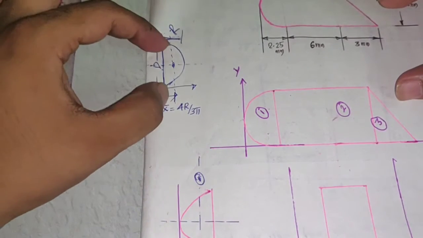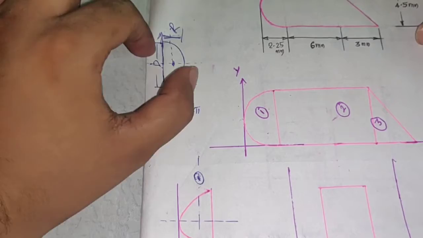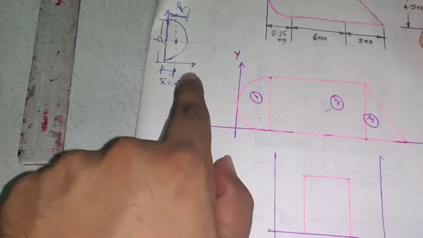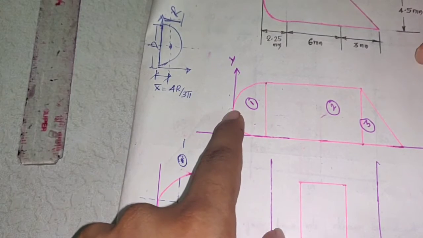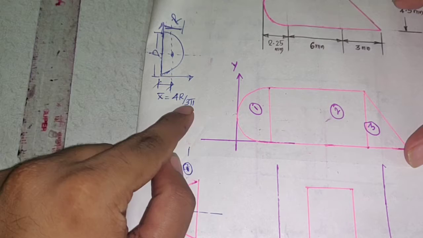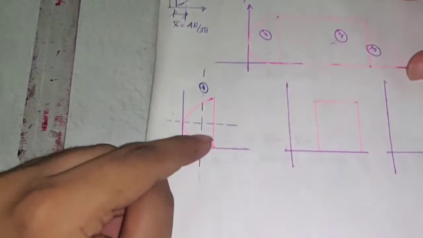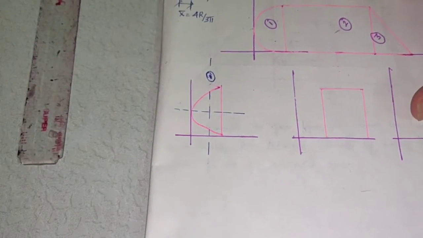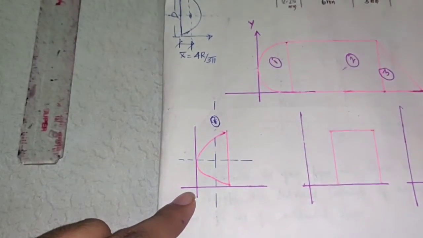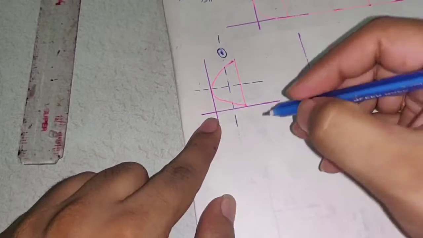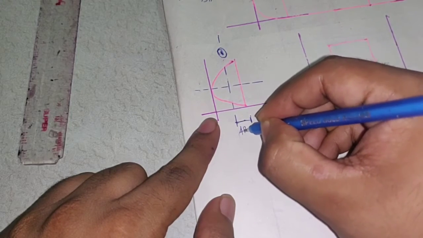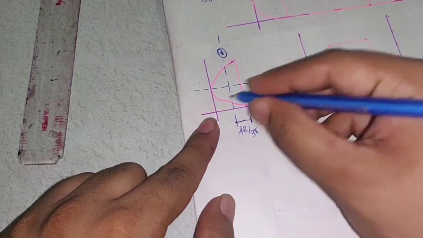Now in this particular question, the semicircle is reversed like this, and this part is touching the reference axis. But we have derived the relation where 4r by 3 pi is from this side. So in this figure, where is 4r by 3 pi? Take this figure and keep it ulta. So where is 4r by 3 pi? 4r by 3 pi is here.